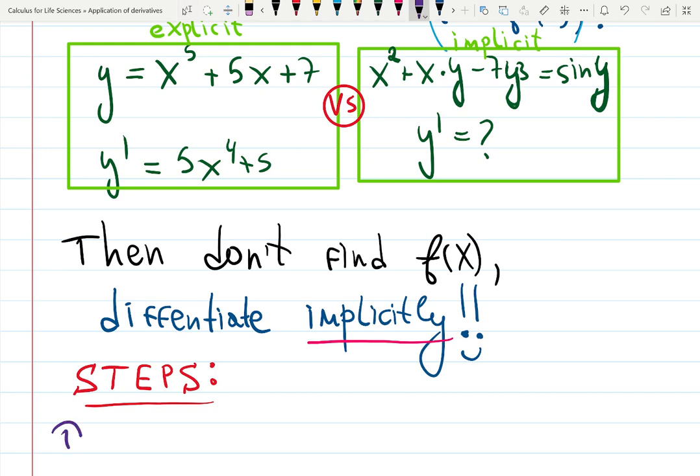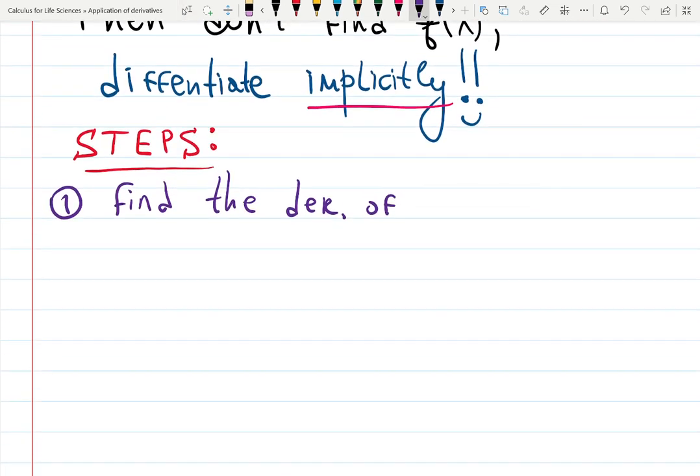Step one, find the derivative of the left-hand side and right-hand side. You see this mess? Just differentiate everything. Like the bomb just thrown at the whole village. Just differentiate everything. Find the derivative of, and I really like English abbreviations of left-hand side and right-hand side, LHS and RHS. So all sides, you just differentiate everything you see.